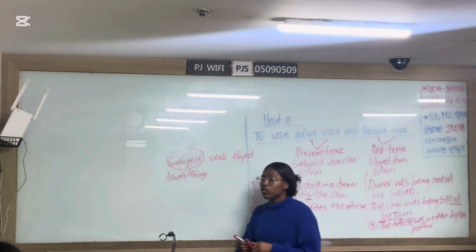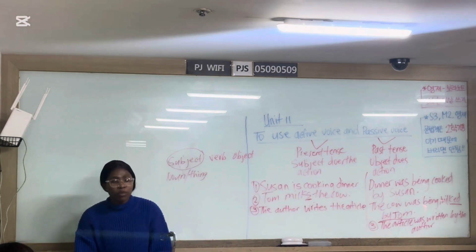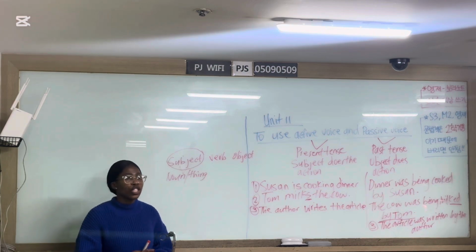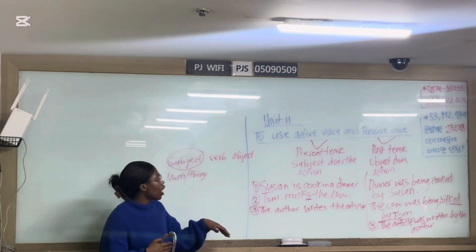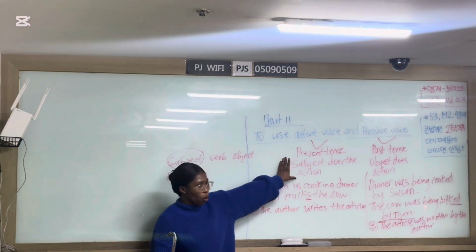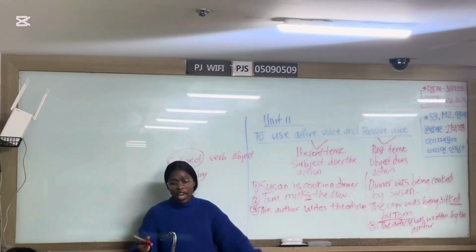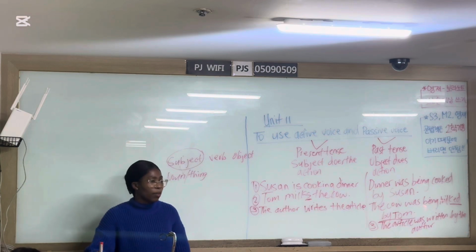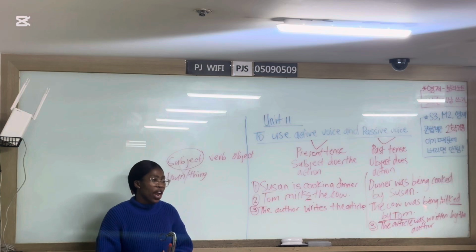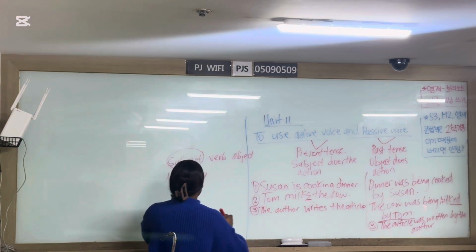Now we have a story about Tom's birthday party. We need to change these sentences into active voice. They are all written in passive voice, in past tense. We need to change them into present tense and active voice. So change all the sentences in this paragraph into active voice, present tense. I'll give you some time to do that.